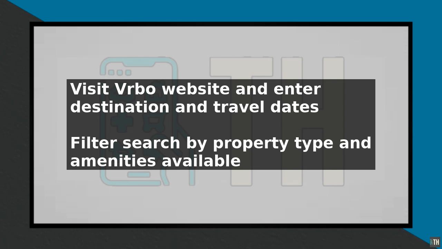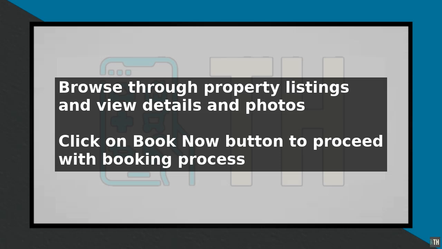First, start by visiting the Vrbo website and entering your destination and travel dates in the search bar. You can also filter your search by property type, such as house, condo, or apartment, and by amenities, such as pool or pet-friendly. Once you have entered your search criteria, browse through the list of available properties and click on the ones that interest you to view more details.